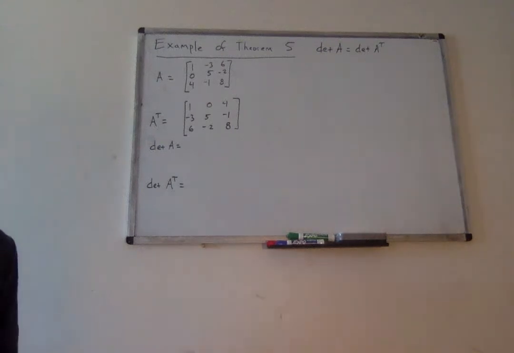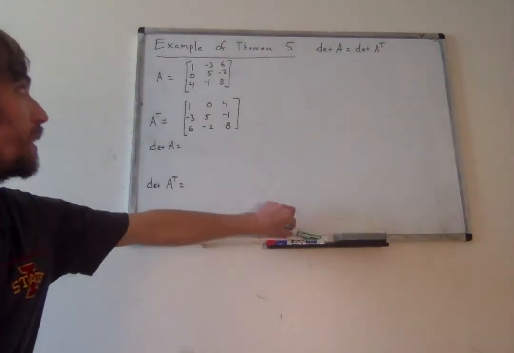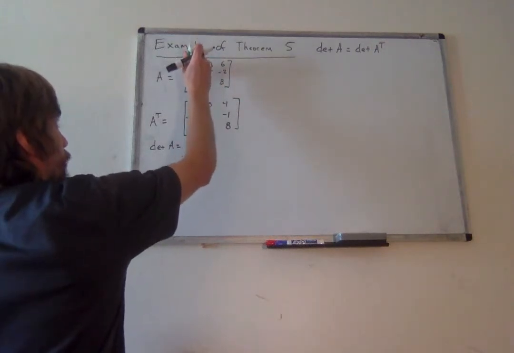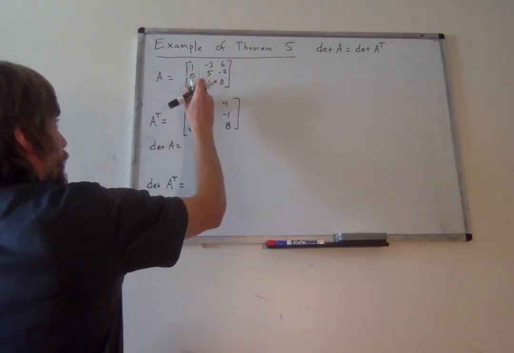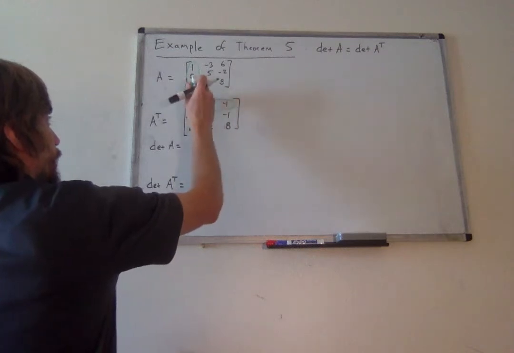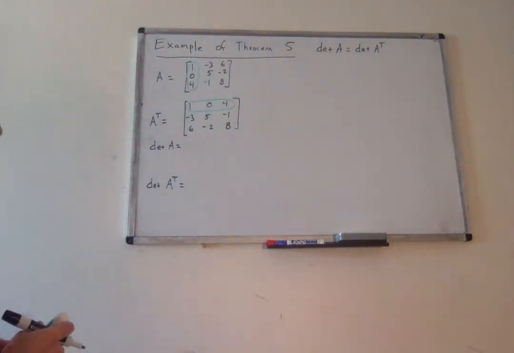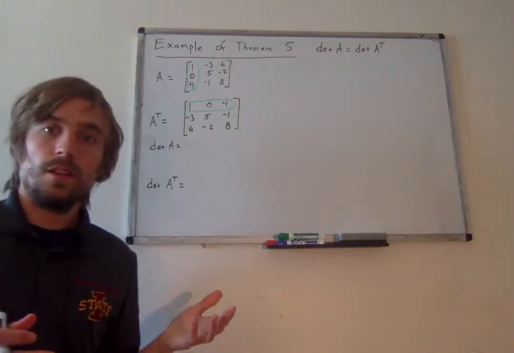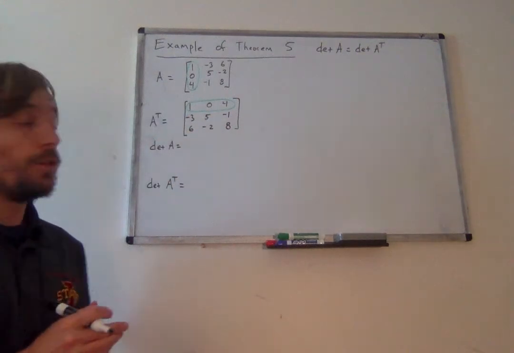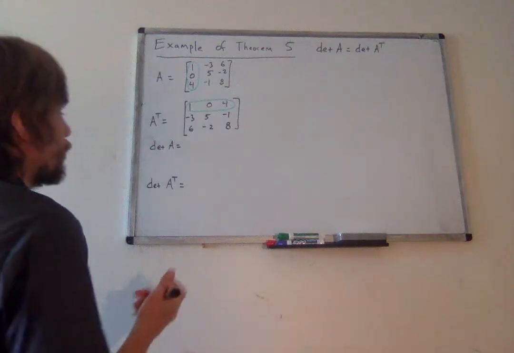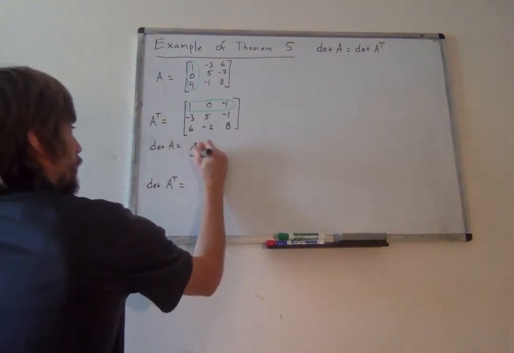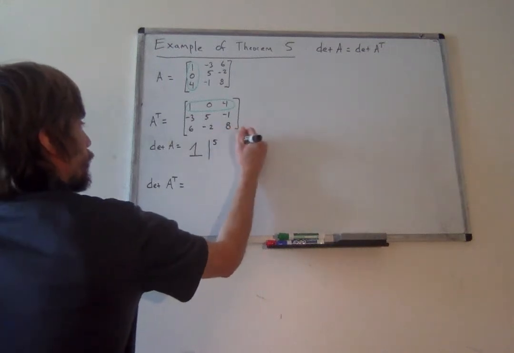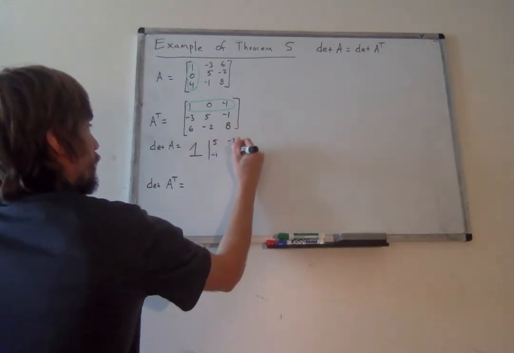And so what we're going to do is calculate the determinant of A by expanding down the first column of A. And then we'll calculate the determinant of A transpose by expanding across the first row. One thing you might already notice is that the first column of A is equal to the first row of A transpose. And so this is going to prove to be very useful in doing this.